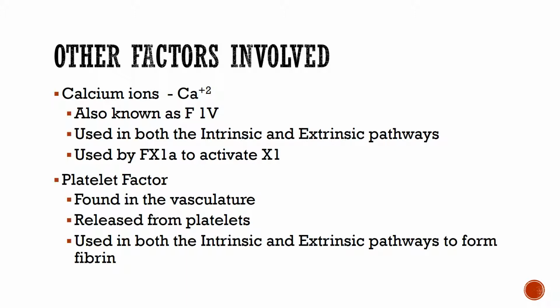Here are a few other factors that are involved in the coagulation cascade. Calcium ions, which are also known as factor 4. These ions are used in both the intrinsic and extrinsic pathways. An example is factor 12A needs calcium ions to activate factor 9.